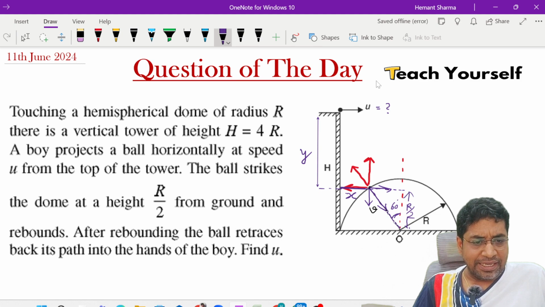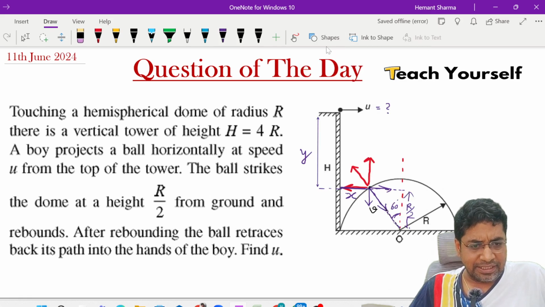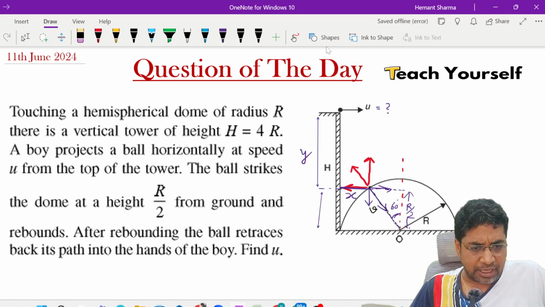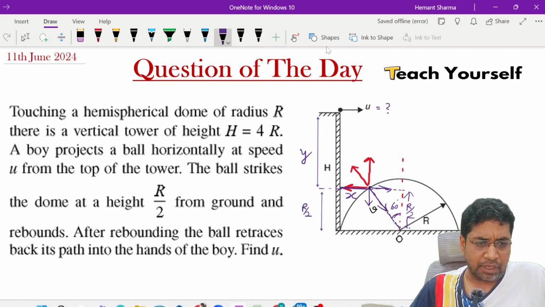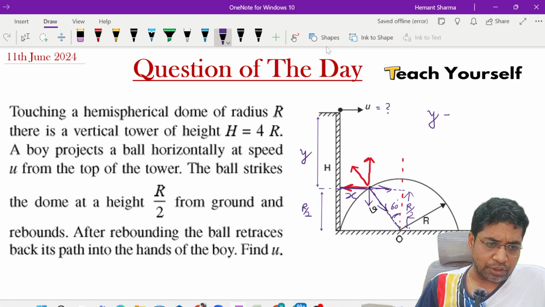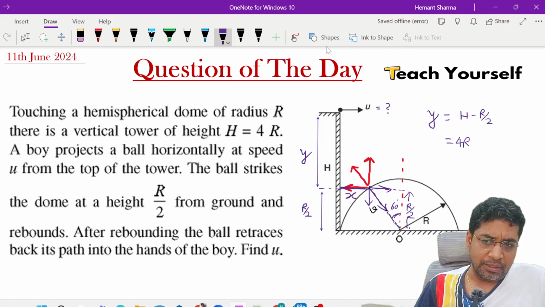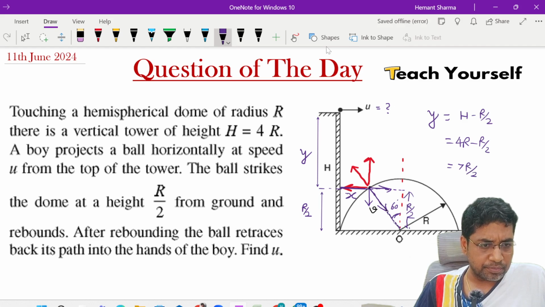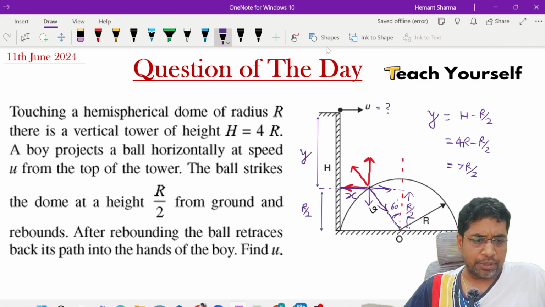The entire height h is 4r and this particular height, from here to here, is r by 2. Entire height given is 4r. So the y which we are talking about is h minus r by 2, that is 4r minus r by 2, that is 7r by 2. So this is 7r by 2.